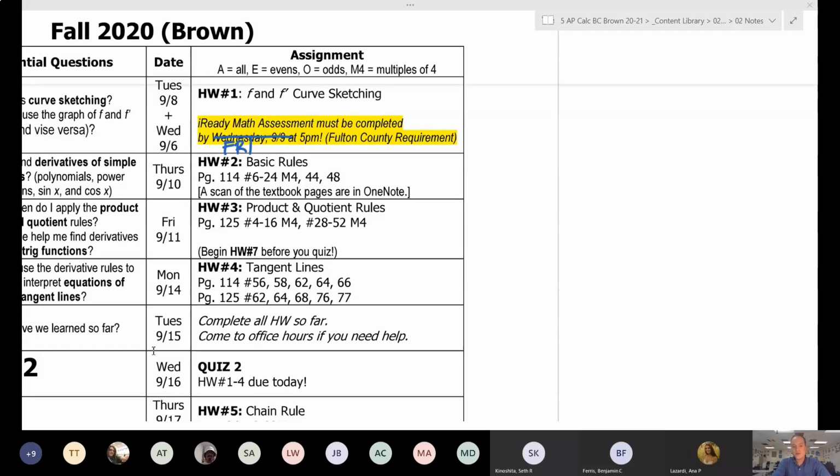Tomorrow is mainly going to be a review day. I have a brief review I'll do with you, and then I do want to do this last tangent example just to expose you to it. And then Wednesday is going to be your quiz, and that quiz is going to cover curve sketching and then basic rules, product rule, quotient rule, and then tangent lines.